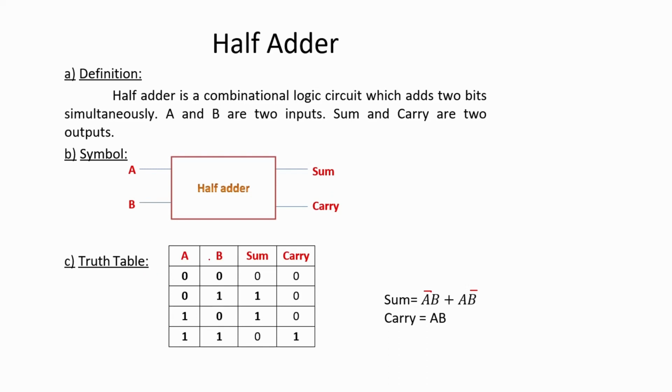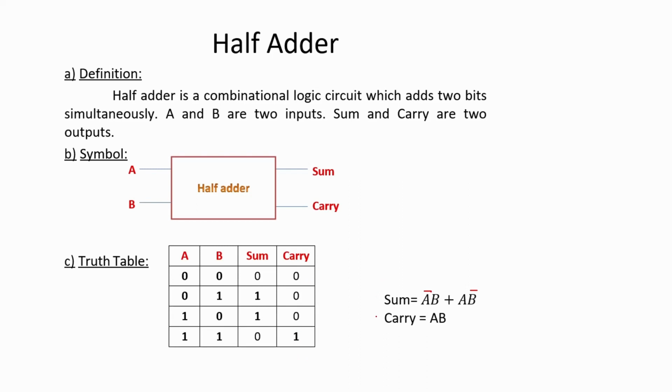And truth table, A and B are the two inputs. Since there are two inputs, four combinations: 0 0, 0 1, 1 0, 1 1. When you do the sum, 0 plus 0 is 0 and there is no carry. When adding 0 and 1, sum is 1 and carry is 0. And when we add 1 and 0, sum is 1 and carry is 0. But when we add the last combination, 1 and 1, the sum is 0 and the carry is 1. So if we check the output, sum has two high outputs and two low outputs, and in carry there is only a single output, which is high.